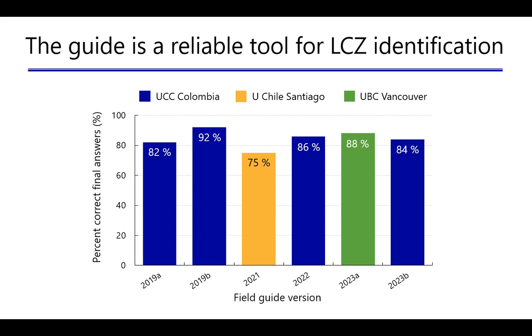So these are the results from 6 versions of the field guide. We can see that it's fairly consistent, giving us a response of about 85% correct. The only exception here is the University of Chile, and that was the pandemic year, and so there was no face-to-face instruction of the participants. And clearly that's a factor for why that is a little bit lower than the other ones.